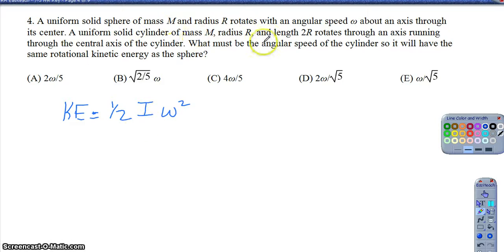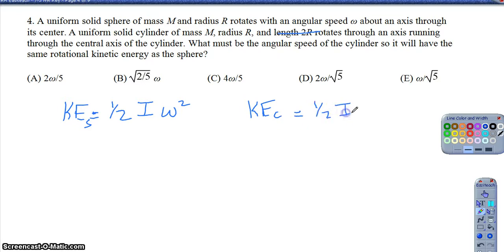So they give us two different shapes. They tell us they have the same mass and the same radius, and then the length of the cylinder actually doesn't matter. It doesn't matter how deep the cylinder is, if you will. That doesn't actually come into play. But anyway, what must be the angular speed of the cylinder so it will have the same rotational kinetic energy as a sphere? So we want the sphere and the cylinder to have the exact same kinetic energy.